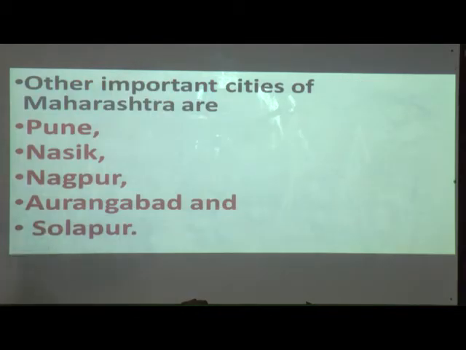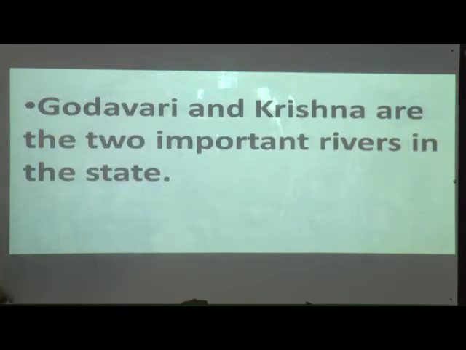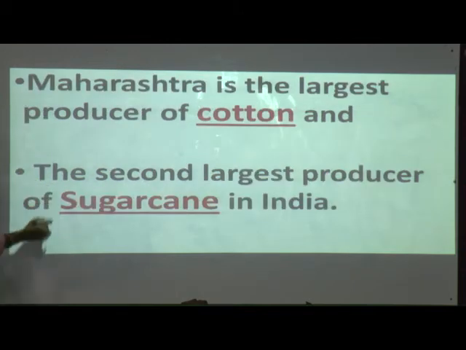Now other important cities are Pune, Nasik, Nagpur, Aurangabad and Solapur. These are the important cities. What rivers are there? Godavari and Krishna are the two important rivers in this state. In Maharashtra state, the Godavari river and Krishna river are the two important rivers.